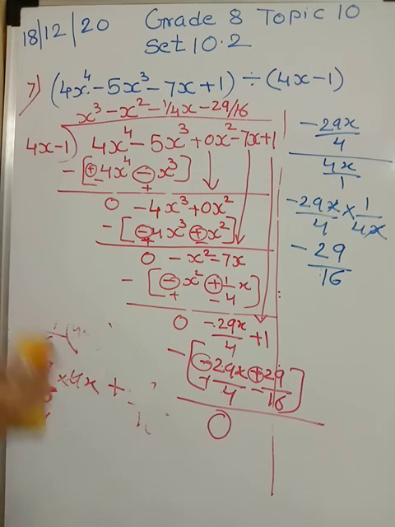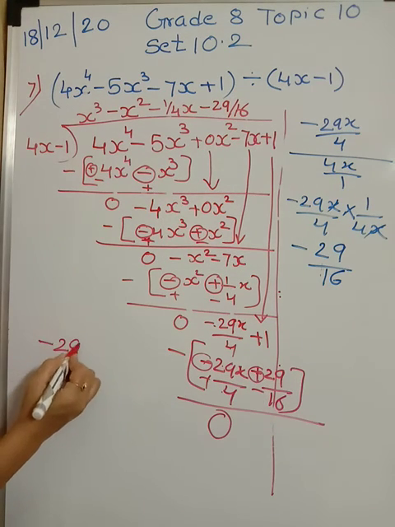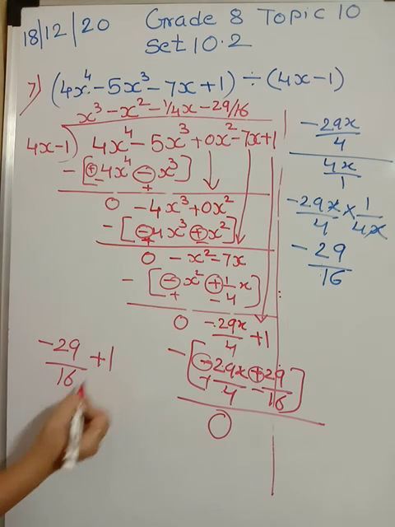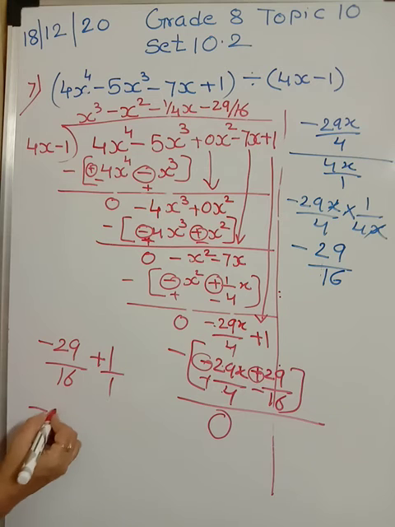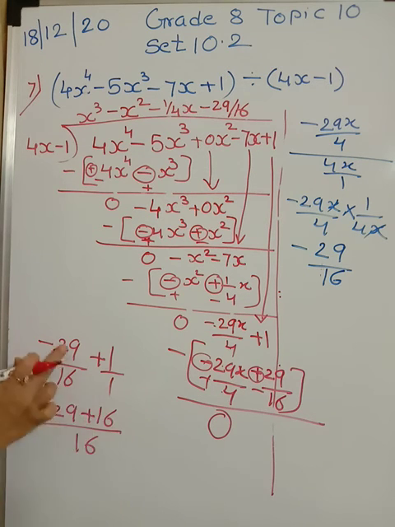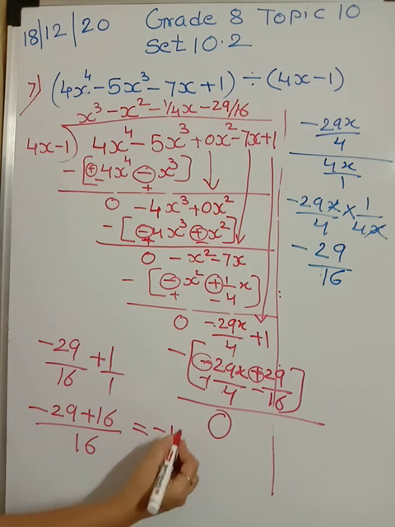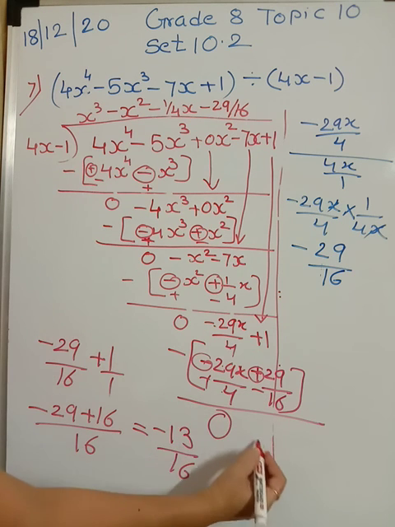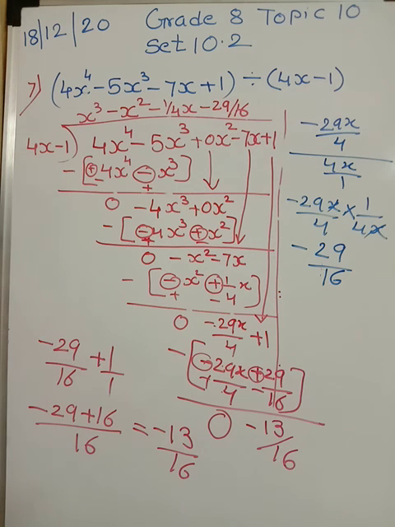And we are left with what? Minus into plus is minus. So we are left with minus 29 upon 16 plus 1. So again 1 upon 1 we can take, cross multiply. What do we have? We have minus 29 plus 16 upon 16. So this is equal to minus 13 upon 16. So here we have minus 13 upon 16. Okay. So your remainder is minus 13 upon 16.